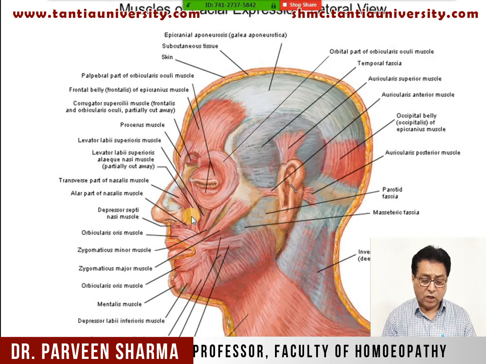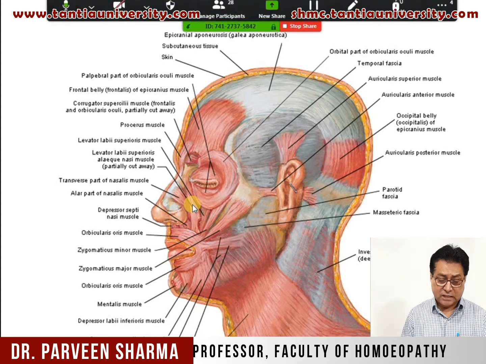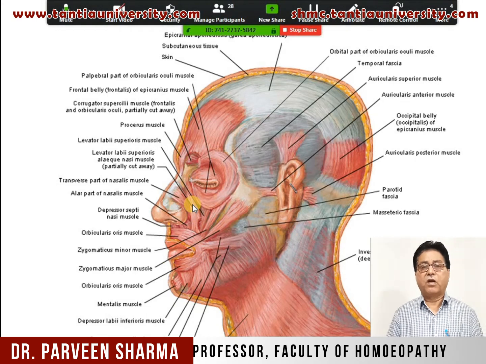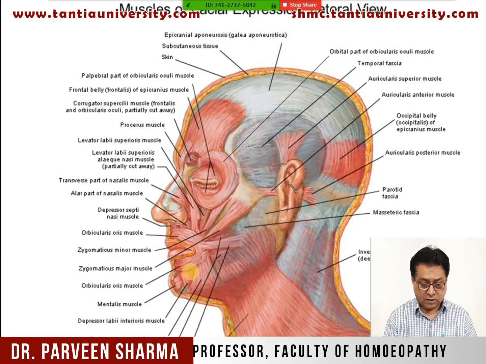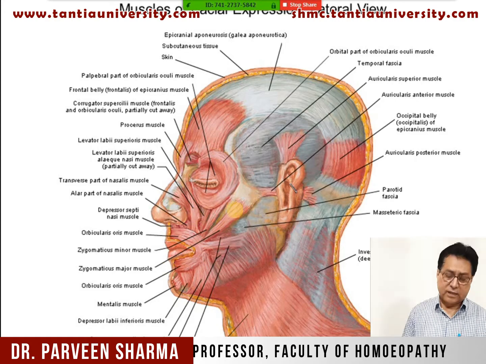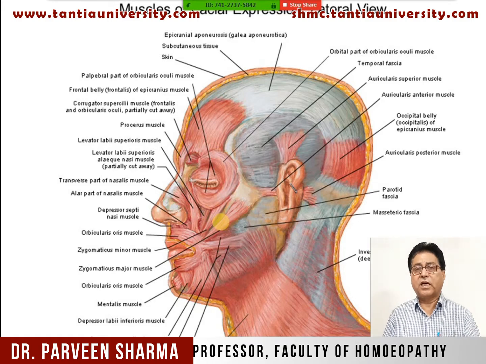Then lateral to the nose, if you see, there are four muscles. The most medial muscle, where you have the arrow, is levator labii superioris alaeque nasi. Now lateral to that you have levator labii superioris. Lateral to that you have zygomaticus minor. Then more laterally you have zygomaticus major. So these are the muscles on the lateral side of the nose.